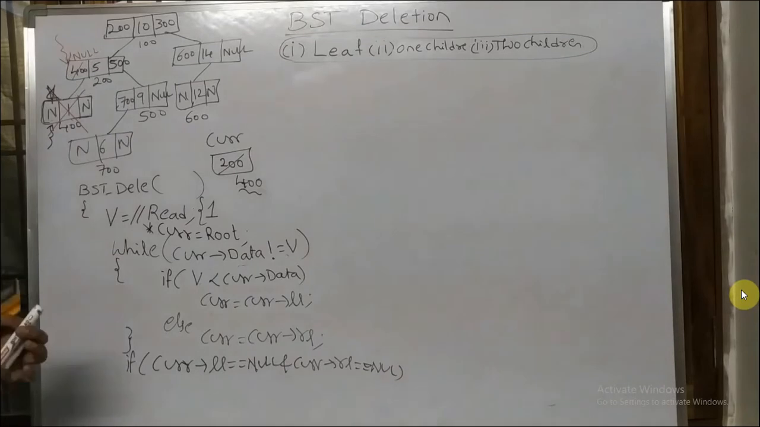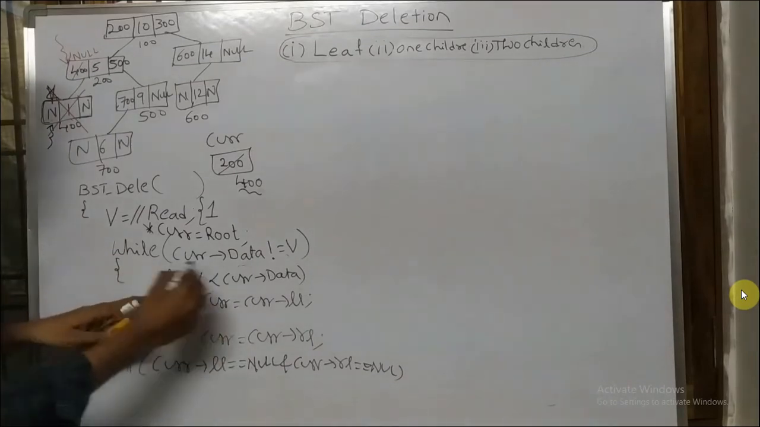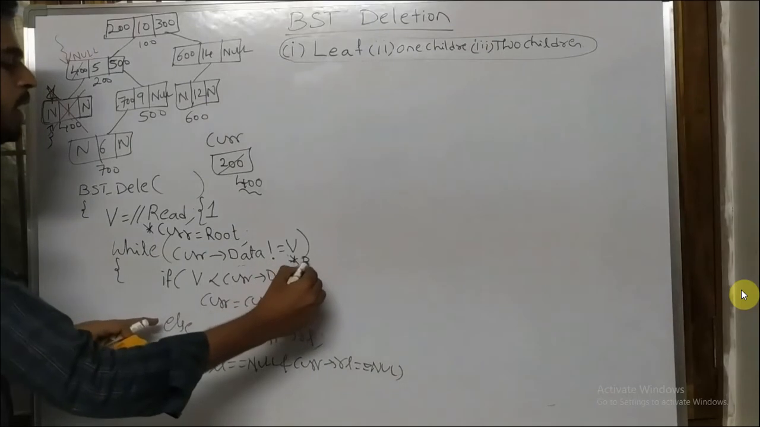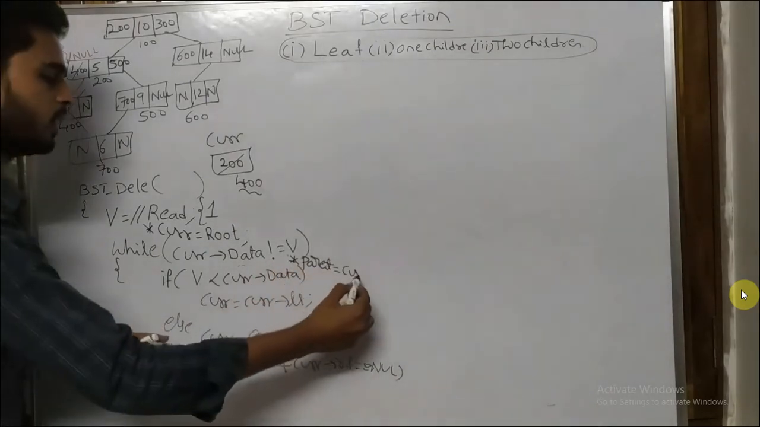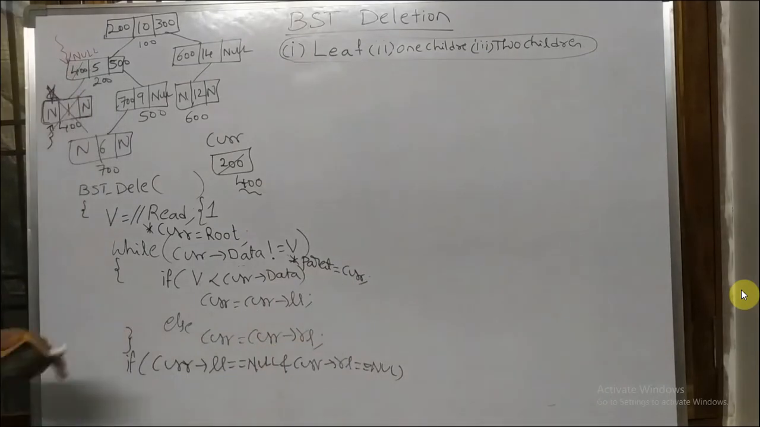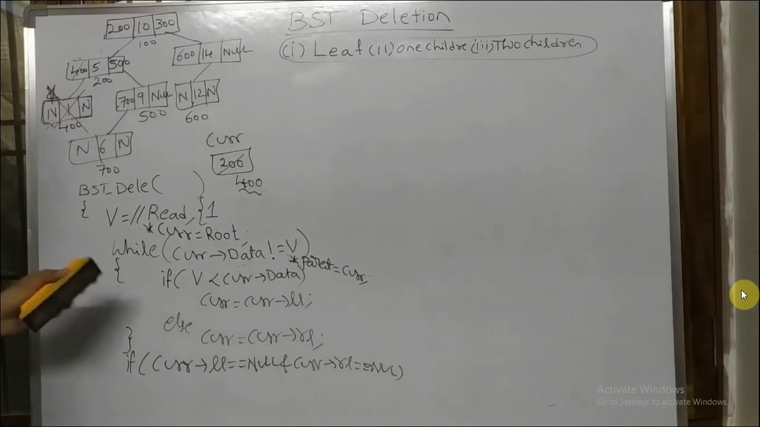No. So for that, what you need to do is, every time while traversing, you need to keep one temporary pointer, that is the parent pointer: parent equal to current. Parent equal to current. So check once again, I am saying.